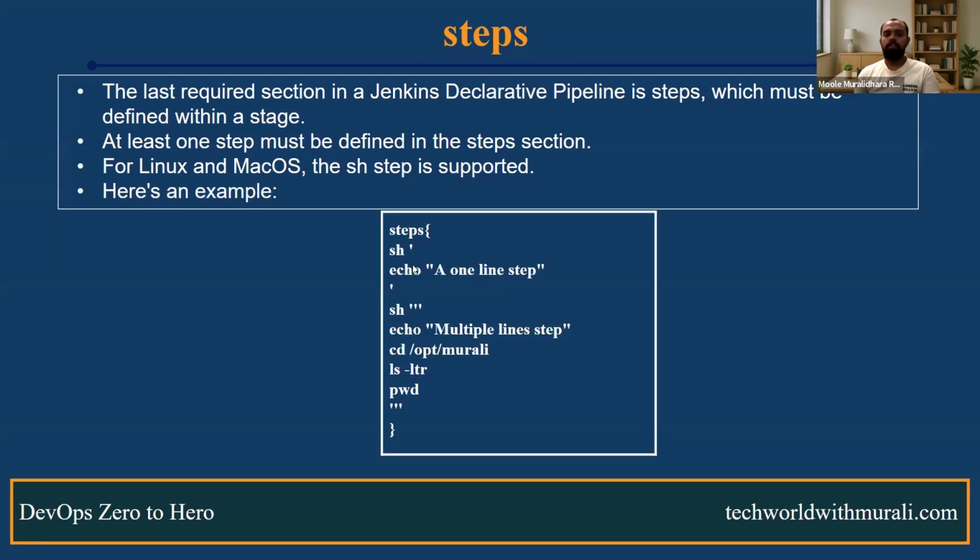If you see here, steps, sh, a single quotation means we can run only one command. If you want to run multiple commands, what you can do inside the steps is define sh with 3 single quotations. We can define the multiple commands. Again, I'm repeating. In case inside the steps you want to define multiple commands, you have to give 3 single quotations open, 3 single quotations close. Here we need to define it.